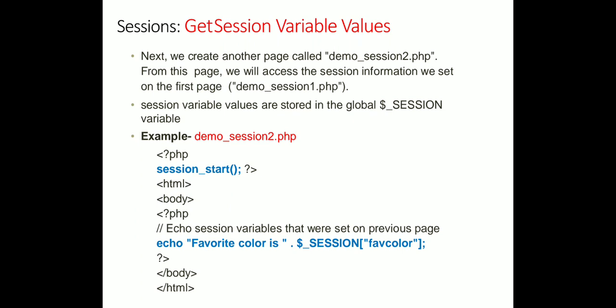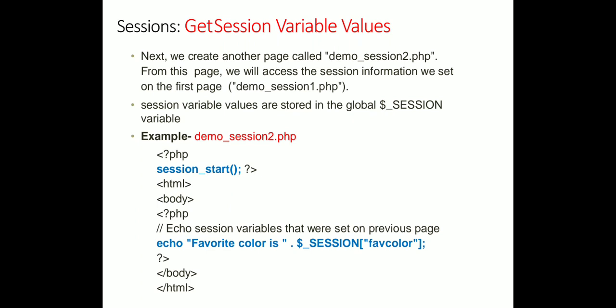Okay, so the second example will start with the PHP script, and we are starting the session with the session_start function, then the HTML body tag, and with the PHP script we want to just access the variable that we have already defined in the first program. That program is saved with the name demo_session1.php. Here we are only providing an echo statement, favorite color is.